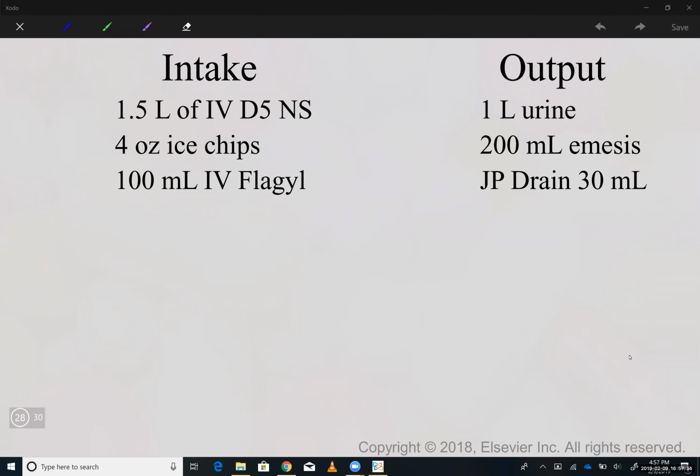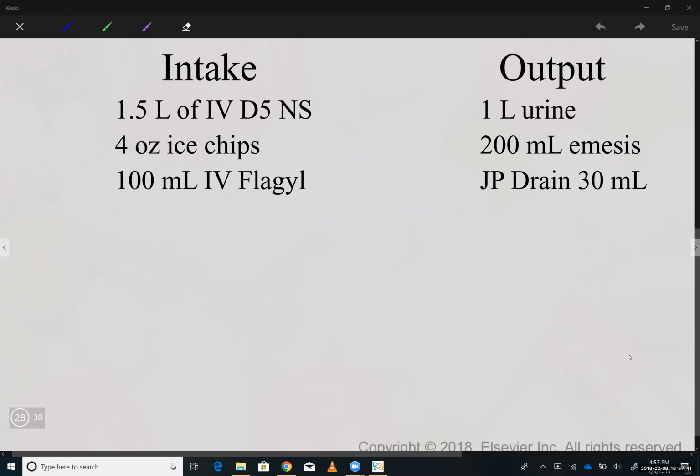We're going to look at how to calculate intake for a patient. We've been told that the patient has gotten 1.5 liters of an IV fluid, doesn't matter what type. They have had 4 ounces of ice chips, and they've also had 100 mLs of a medication. In this case, it's Flagyl.